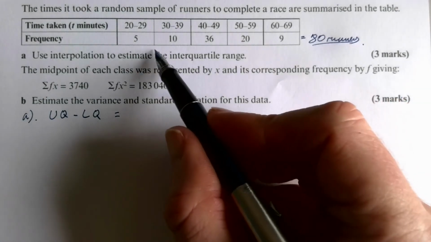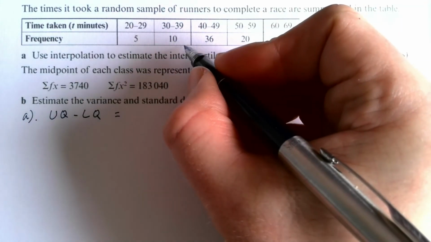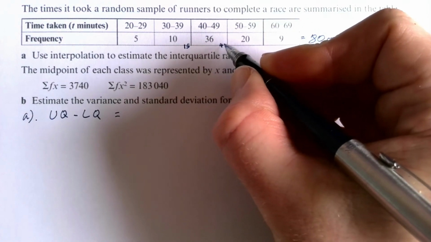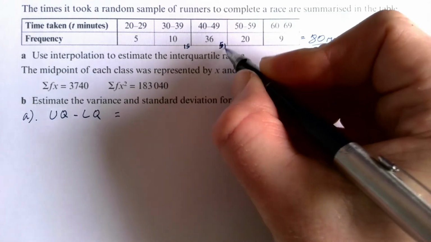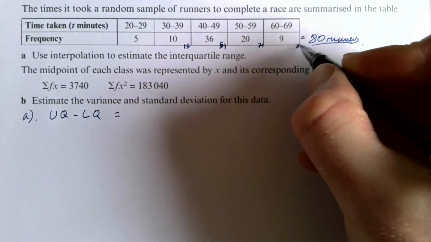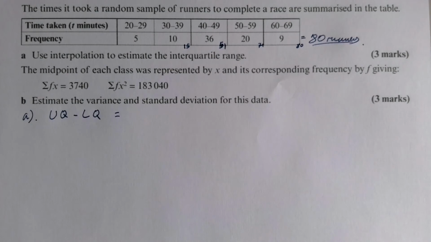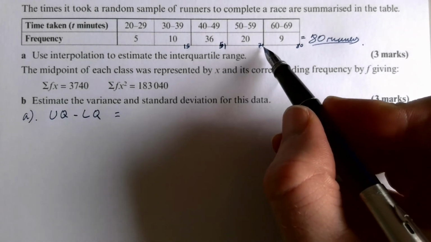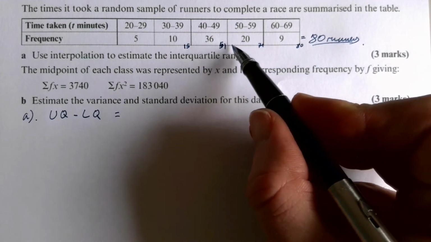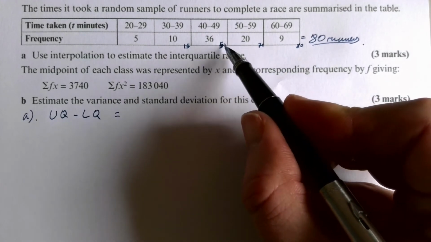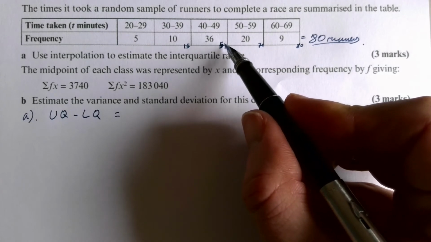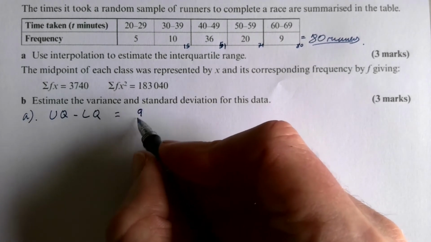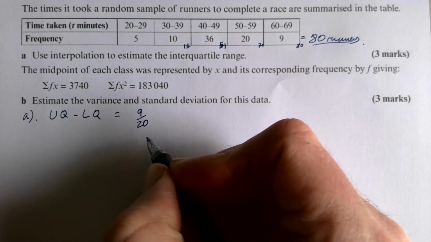So the 60th runner, if we add these up, you've got 5 there, 5 plus 10 makes 15 to there, plus 36 makes 51 to there, 71 to there, and then you've got your 80 by the time you've finished. So the 60th runner, 3/4 of the way through, is going to be 9 into this group, because your 51st is the last one in that group. So we are talking 9 out of the 20. So I'm going to write down 9/20ths.